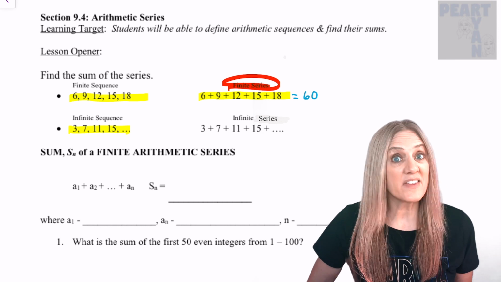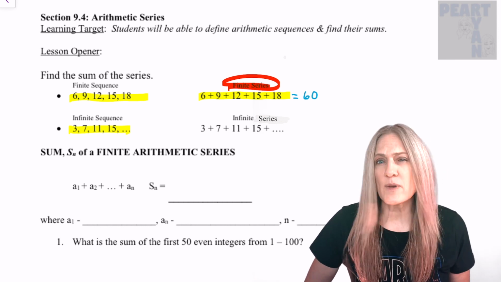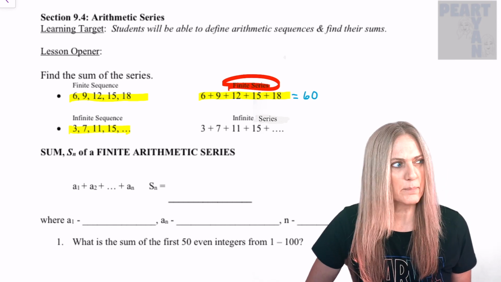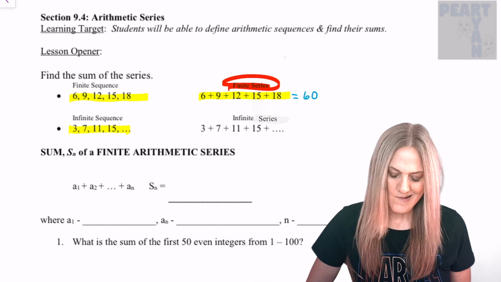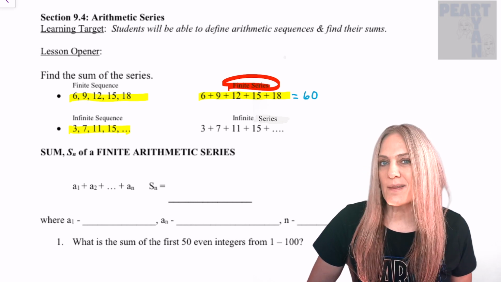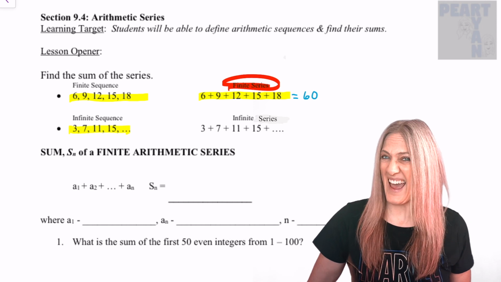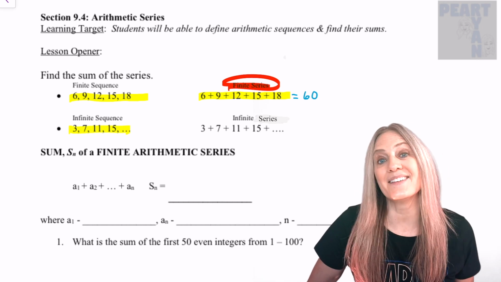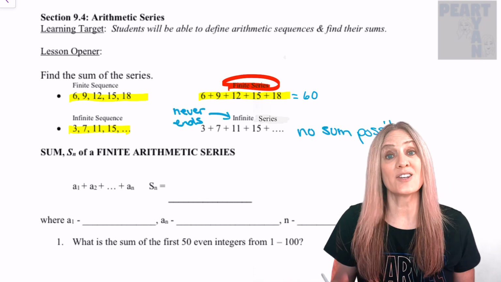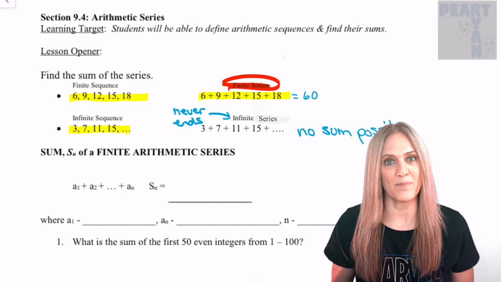Let's find the sum of the next series. Well, let's see. 3 plus 7 plus 11 plus 15 plus dot, dot, dot. This is an infinite arithmetic series. Can I add it up? It doesn't end. So no, there is no sum to an infinite arithmetic series.